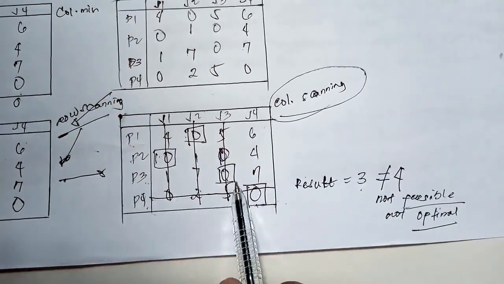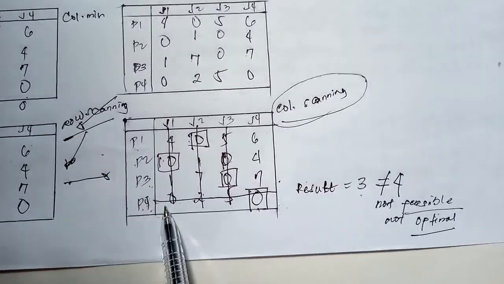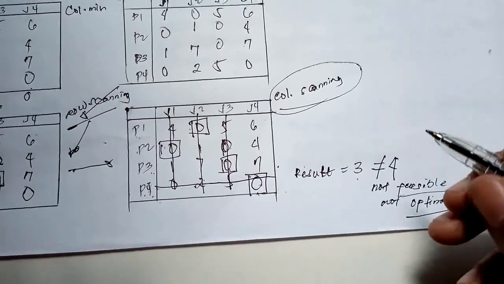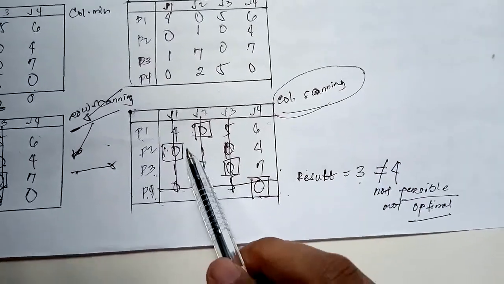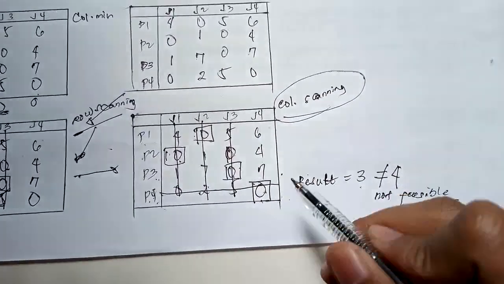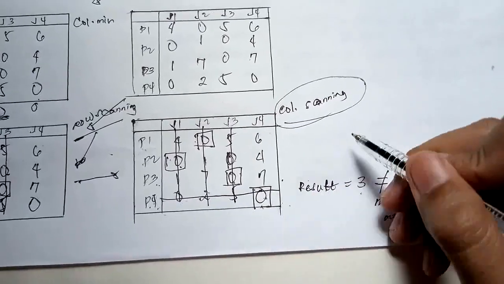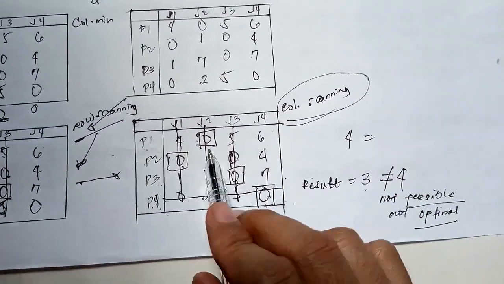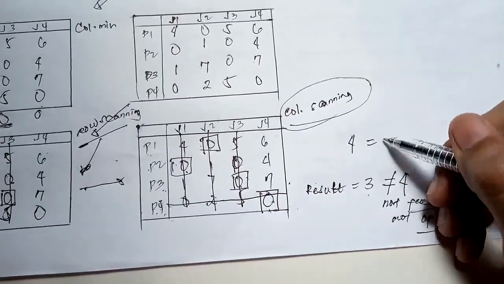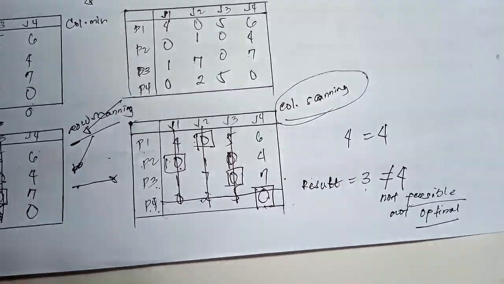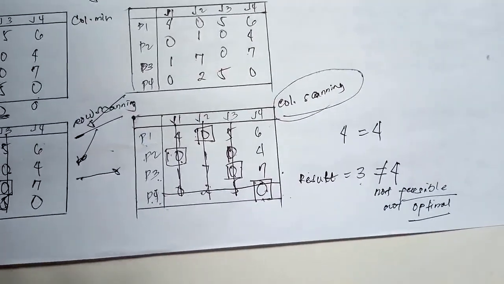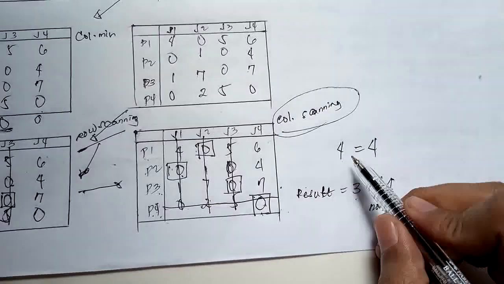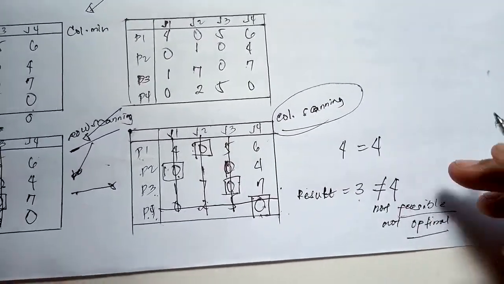Let us check row number 3. We have no 0. Row number 4 is also deleted. Okay, so let us check the result. Now we have 4 squares, and also we have 4 rows. So is this a feasible or optimal solution now? Yes, it is, because the number of squares is now equal to the number of rows.